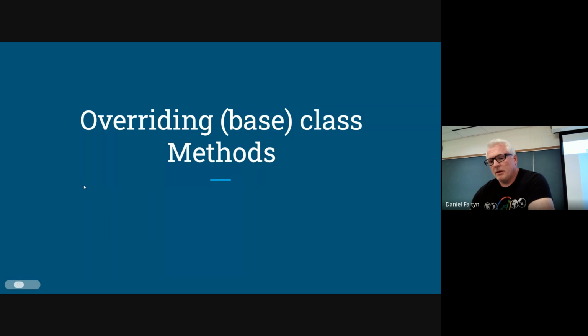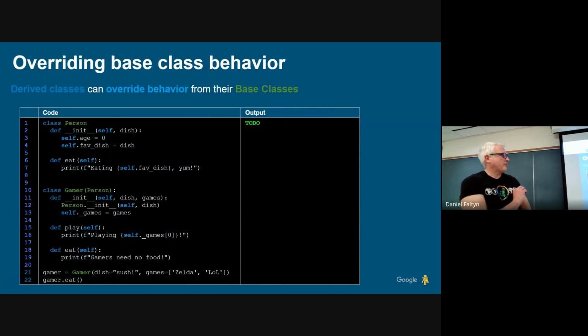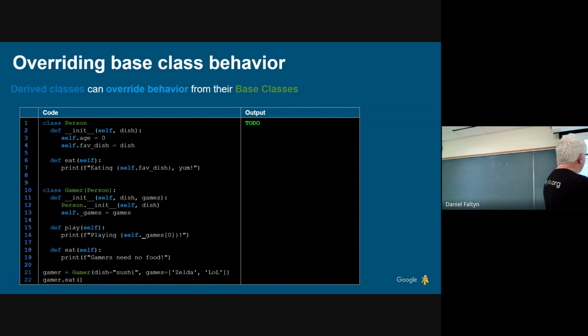So if we can override attributes, and notice the word I'm using, overriding. You can say overriding or overwriting, kind of synonyms there. If I have a person, and I have a subclass of person, this gamer, I can also override these methods. So we can all agree that a person probably has a function called eat. But if I create a gamer, maybe I want to say, you know, gamers need no food. So that's what I'll print out when I call that function.